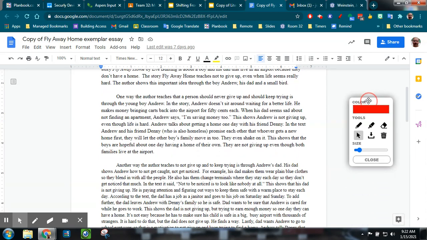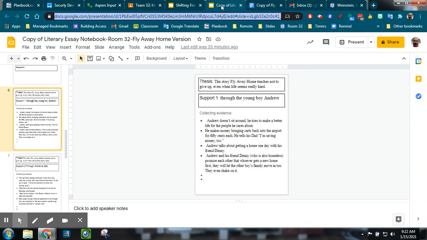As I read it out loud, let's look for where the evidence is from my graphic organizer. And then let's look for my explanation about that evidence and how it relates to the topic sentence and the thesis. One way the author teaches that a person should never give up and keep trying is through the young boy Andrew. This first sentence is my topic sentence: through the young boy Andrew. If we go back to my graphic organizer, you'll see my support was through the young boy Andrew.